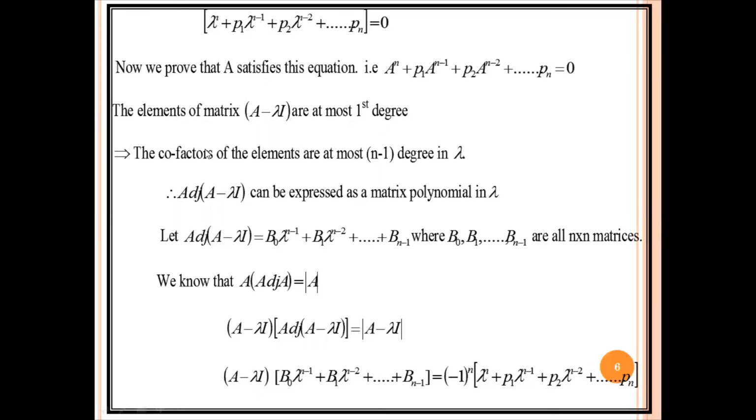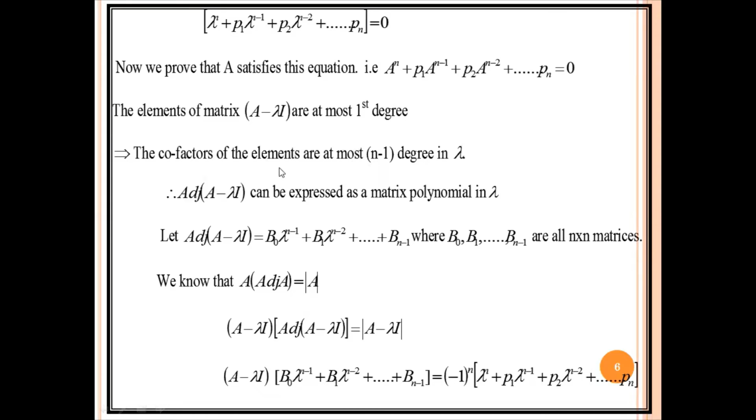So after that, using this, the cofactors of the elements are at most n minus 1, because we got the characteristic equation as an nth degree polynomial. Automatically, that nth degree comes from the matrix A, because the order of A is n by n. So if the matrix A is n by n, the cofactors of the elements are at most of n minus 1th degree in lambda, right?